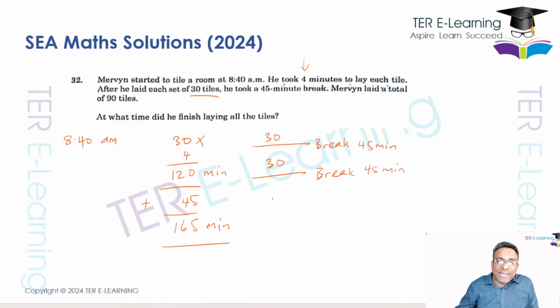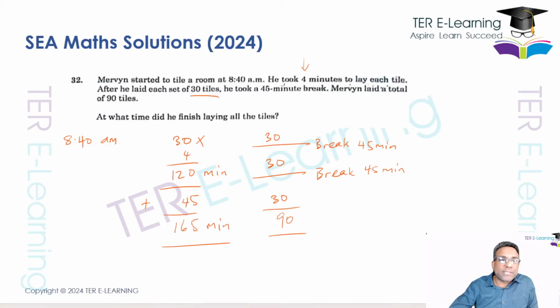And then he goes back tiling, and then he does another 30, right? So that's going to give us a total of 90 tiles here. So when he's doing these 90 tiles, he's actually taking 2 breaks of 45 minutes each, right? Now we were already adding here, right? So let's see.